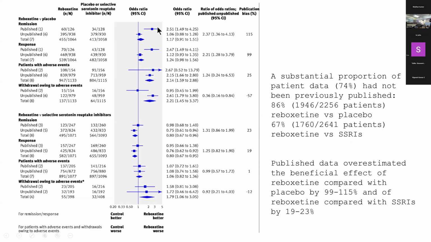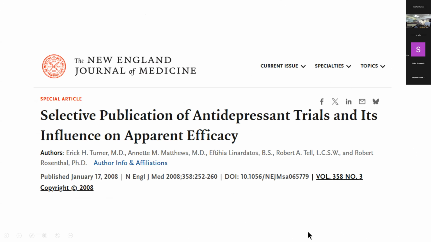And look at the report of the published data. It's showing a fantastic result with reboxetine, showing some 2.51 odds ratio. But actually, after combining the data, does it show any benefit? It shows no benefit. And similarly, reboxetine versus SSRIs also never showed a benefit. So this is a classic example of how unpublished data completely changes your opinion of a drug.